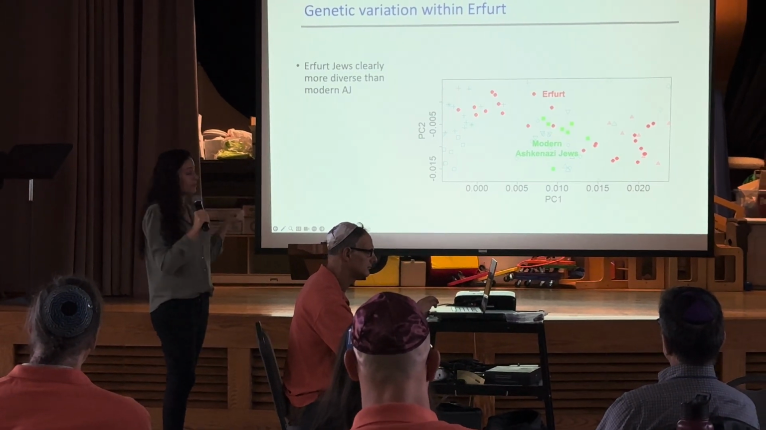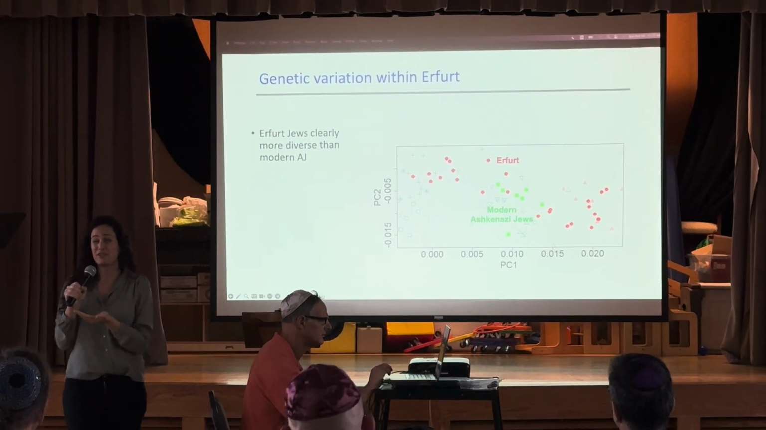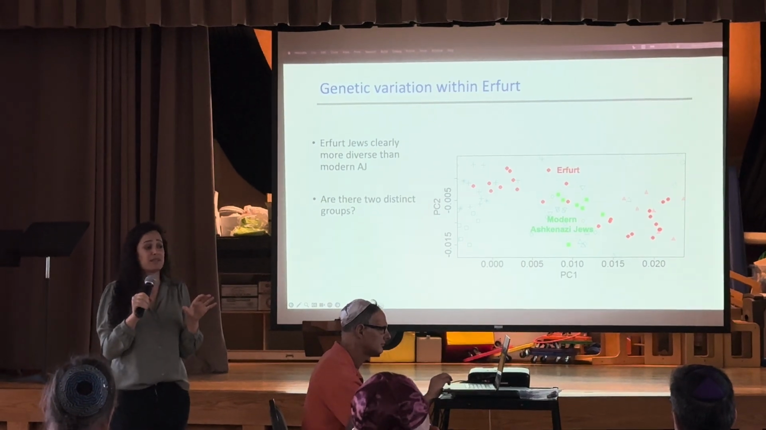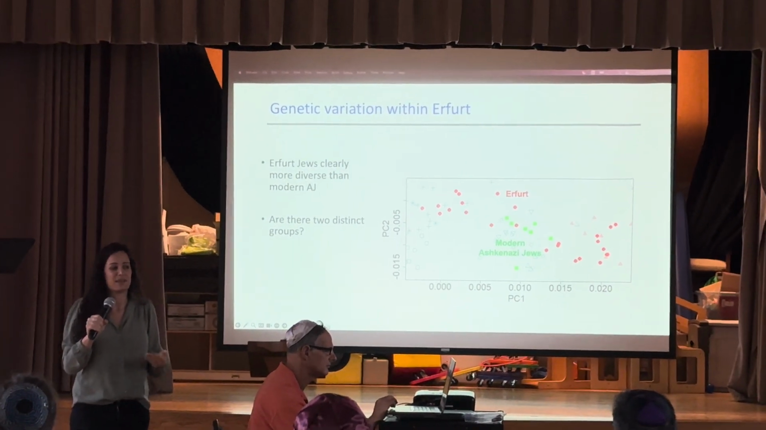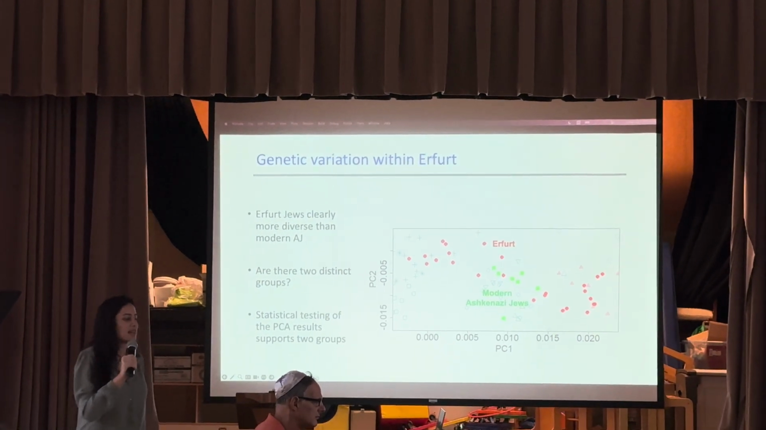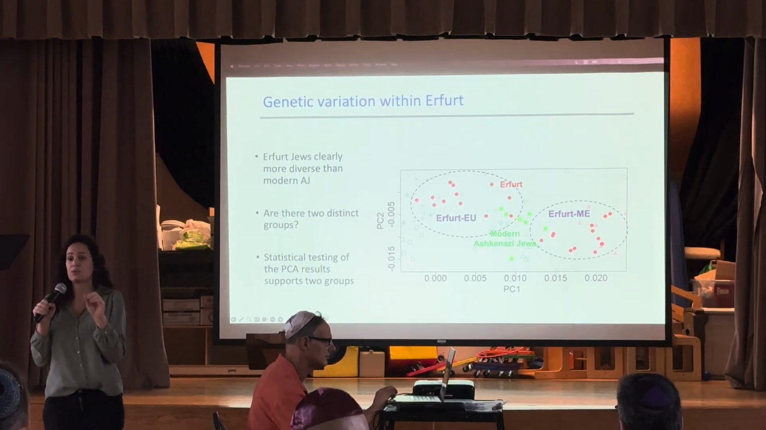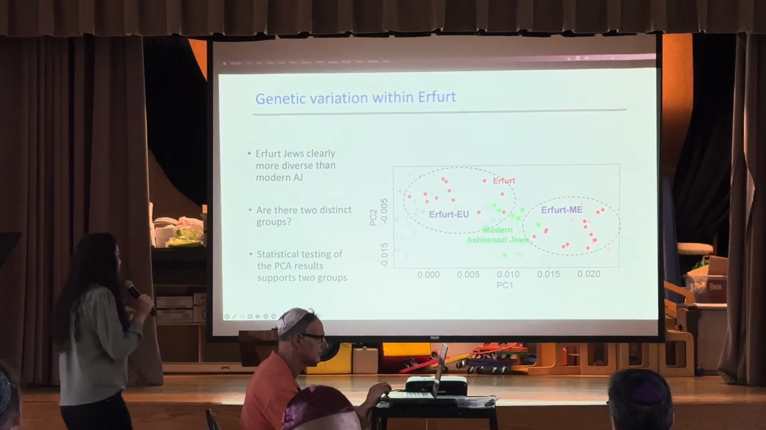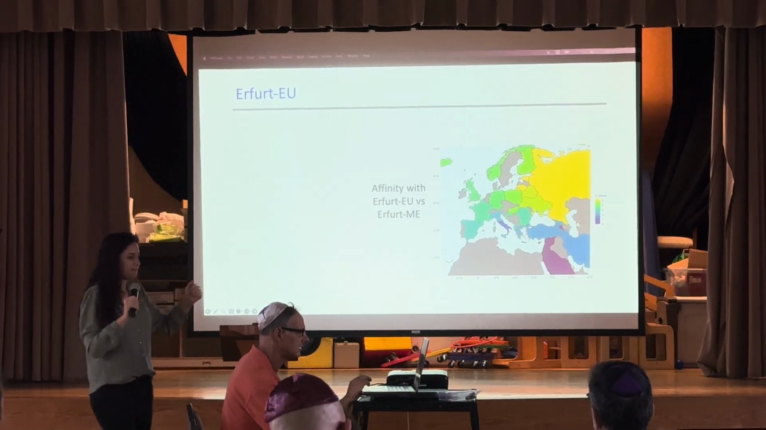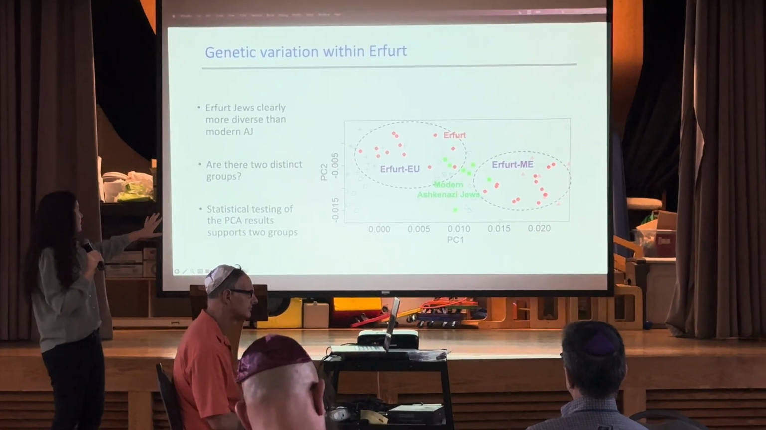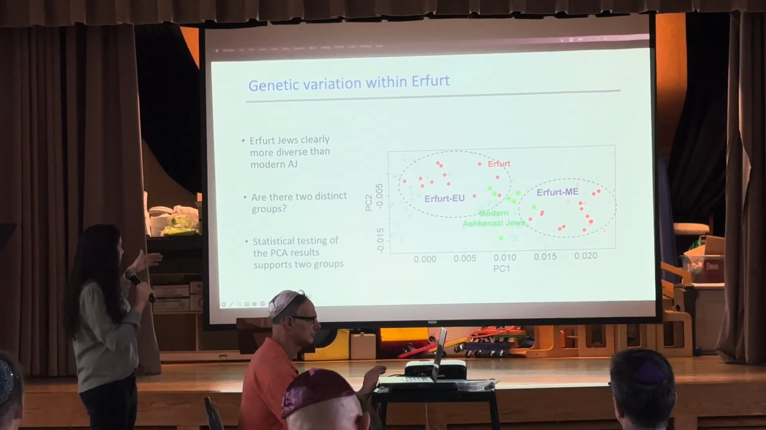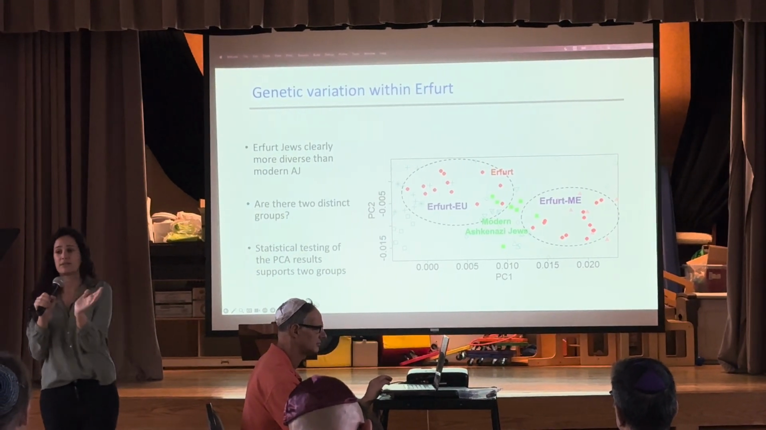And so we asked ourselves whether we see here one very diverse group, or maybe two or more groups in the Erfurt samples, because we were very surprised by this finding. So we did all kinds of statistical modeling and analysis, and we concluded that indeed we have here two different groups. We called the first one Erfurt EU, because these samples were closer to the European populations on the PCA, and the second one Erfurt ME, because these samples were closer to the Middle Eastern populations on the PCA.